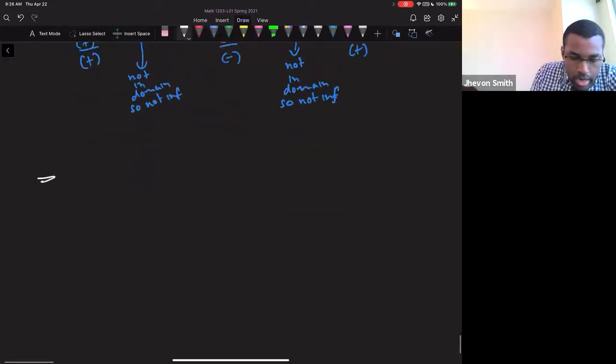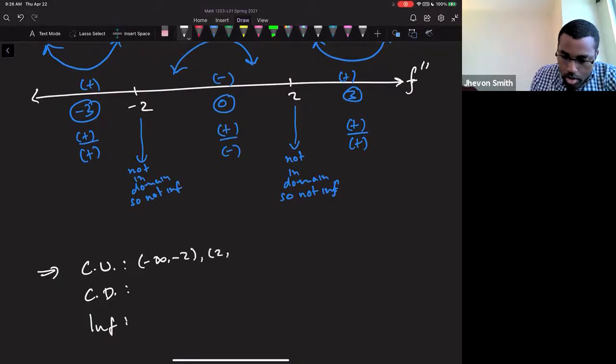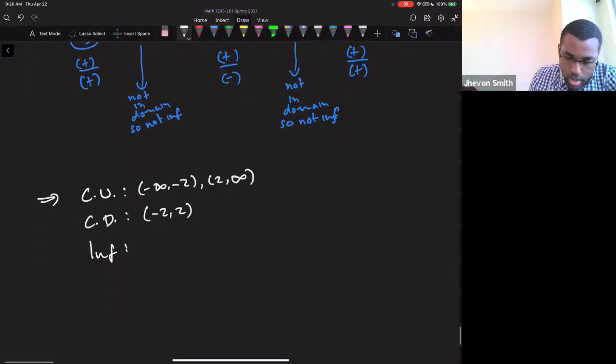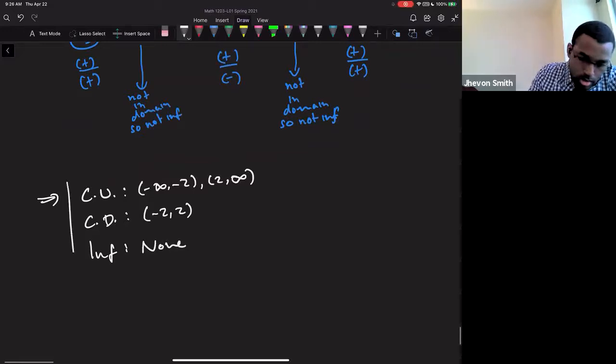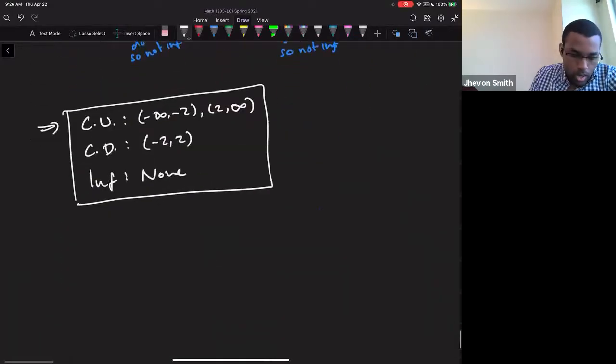So here we can do our summary: concave up, concave down, inflection. So concave up from -infinity to -2, and from 2 to infinity. Concave down from -2 to 2. Inflections, there are none. This leads us to step 6, where we're going to actually graph this guy.